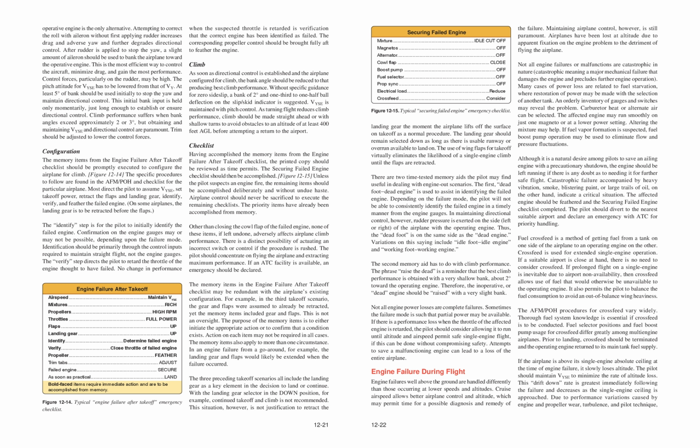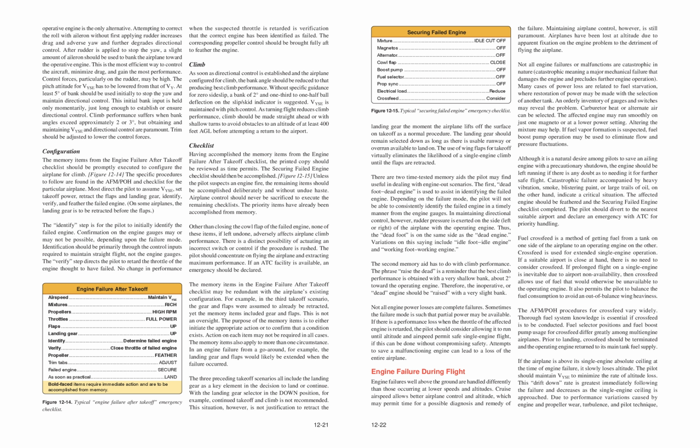Engine failure after takeoff. Airspeed: maintain VYSE. Mixtures: rich. Propellers: high RPM. Throttles: full power. Flaps: up. Landing gear: up. Identify: determine failed engine. Verify: close throttle of failed engine. Propeller: feather. Trim tabs: adjust. Failed engine: secure as soon as practical. Land. Bold-faced items require immediate action and are to be accomplished from memory. Figure 12-14. Typical engine failure after takeoff emergency checklist.